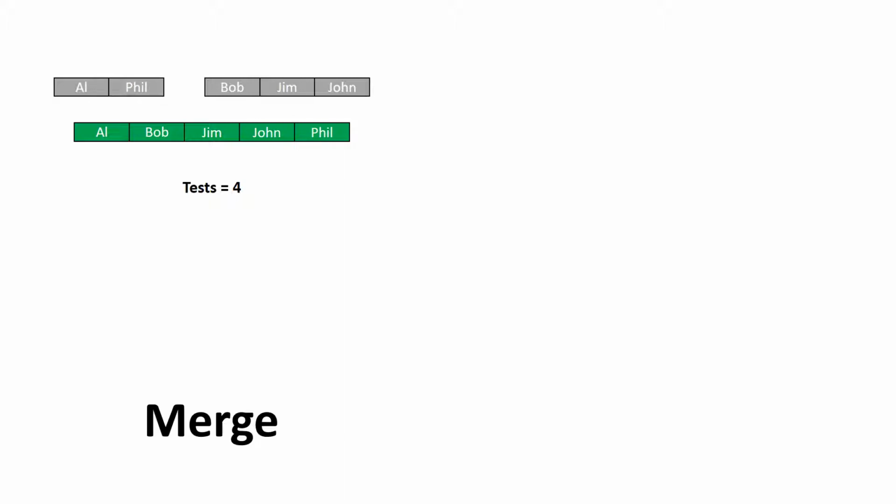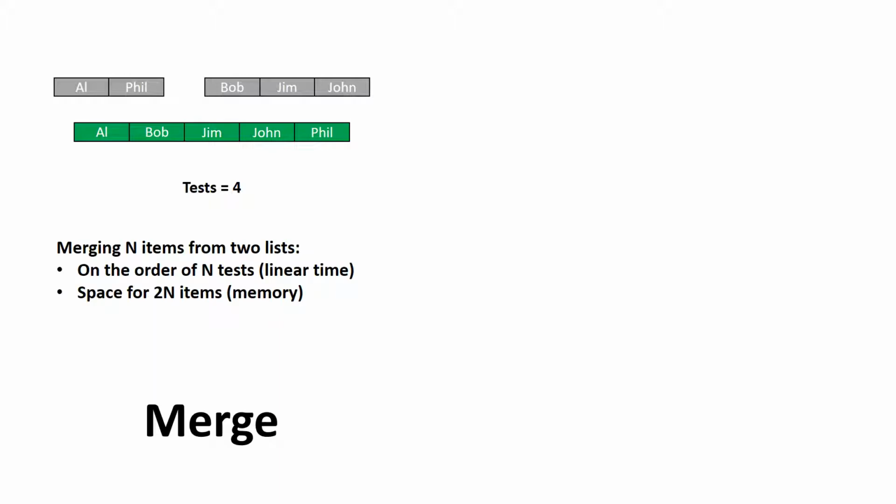So that completes our merge of 5 items. Notice that it took us 4 tests to complete that merge. Merging itself basically takes on the order of n tests to completely merge a list comprising a total of n items. Now notice we also did use some extra space. We basically doubled the memory requirements for our sort by creating a temporary place where we could put the new sorted items without having to swap them and move them around. There are other ways to do that, but that's the typical approach we take in a merge sort.